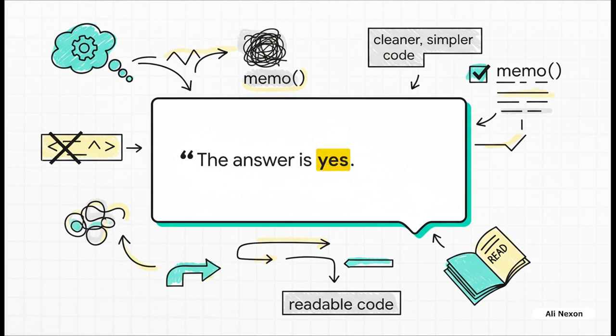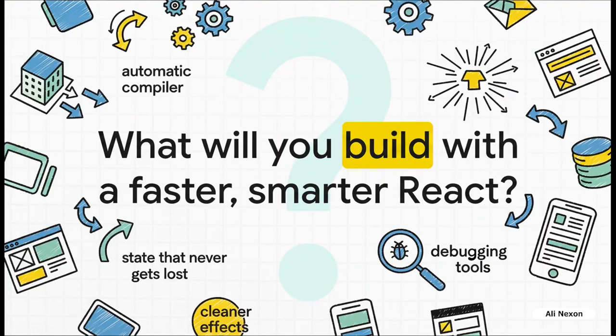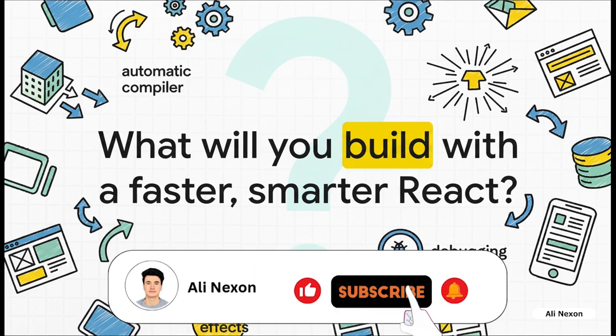So there you have it, with state that never gets lost, effects that are way cleaner, powerful new debugging tools, and a compiler that handles performance for you. React has taken a massive leap forward. The whole developer experience is just better. So the only question left is, what are you going to build with it?